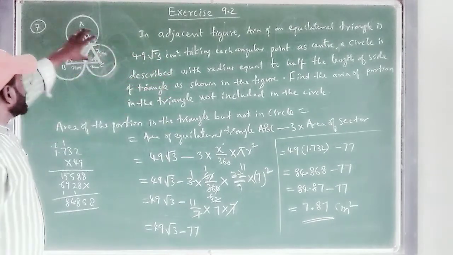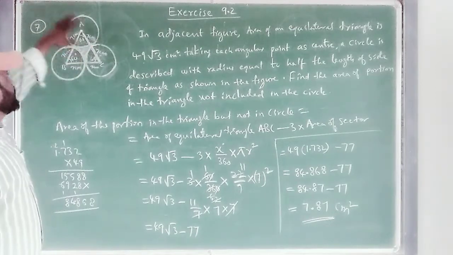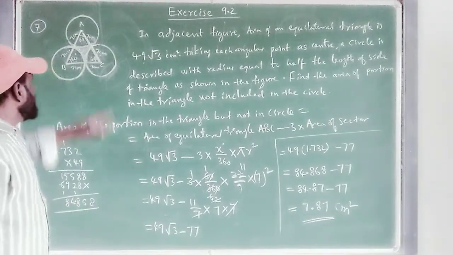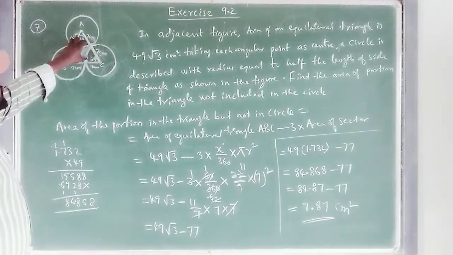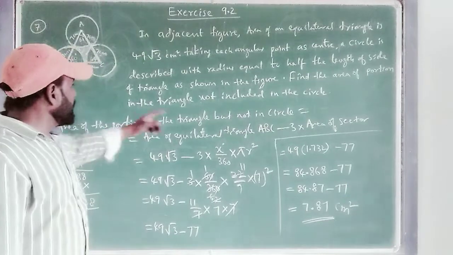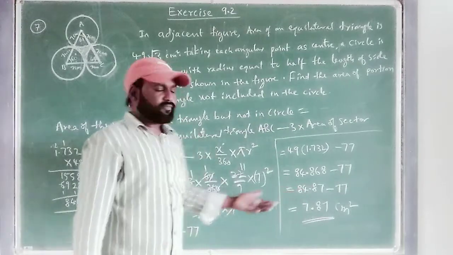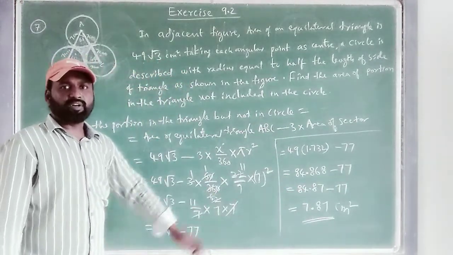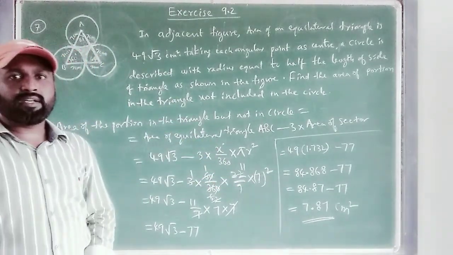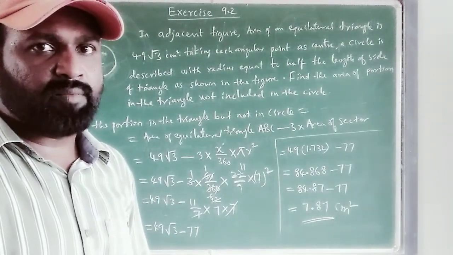Simply, you should look at the figure carefully. Where is the portion which we need to find? It is inside the triangle but not inside the circles. So how can you find the portion's area? Area of the triangle minus the area of these three sectors. So the area of the equilateral triangle is given in the question, 49√3, minus the area of the three sectors. Substituting the values and simplifying, we got the answer. This is how we have completed our question number 7. Hope you all understood the class. Let us meet in the next class to continue the further problems of exercise 9.2. Thank you very much.